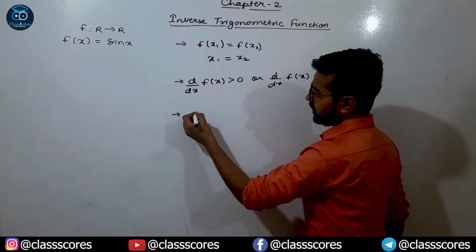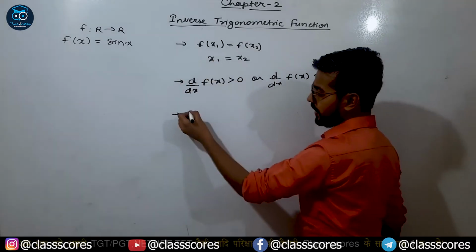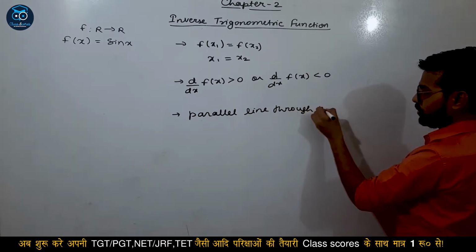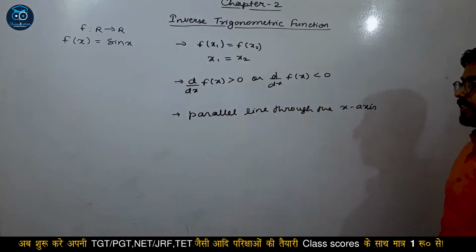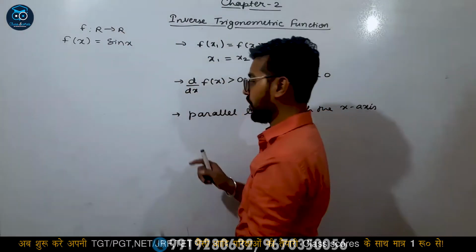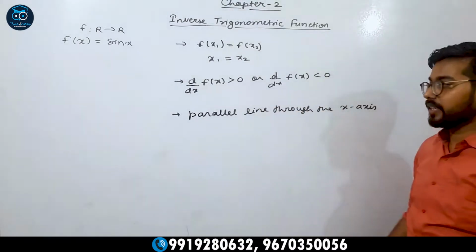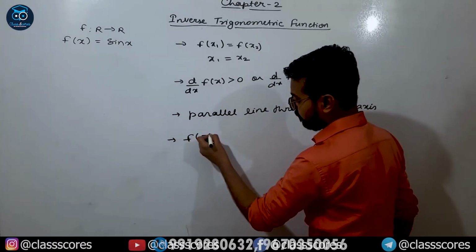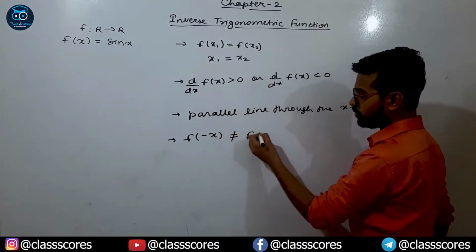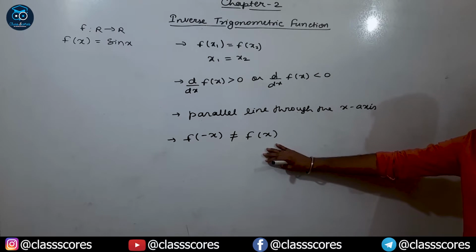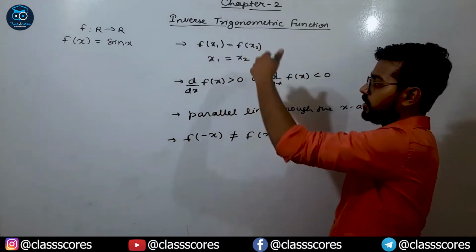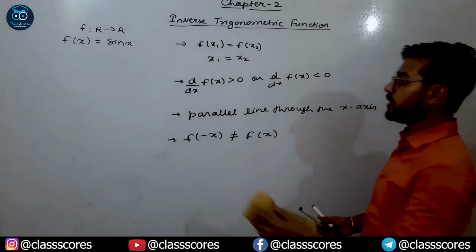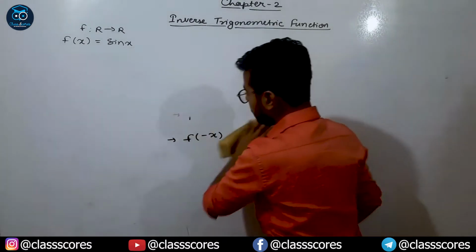The third method is you can plot the given equation on a graph and draw a parallel line to the x-axis. If it cuts at one point, then we can say the function is one-one. If the line cuts at more than one point, then we can say the function is many-one. And the last method is f of minus x is not equal to f of x; you have to check whether the function is even or odd. These are the 4 methods on the basis of which we find whether the function is one-one or not. Okay, so now here we are going to use the graphical method.